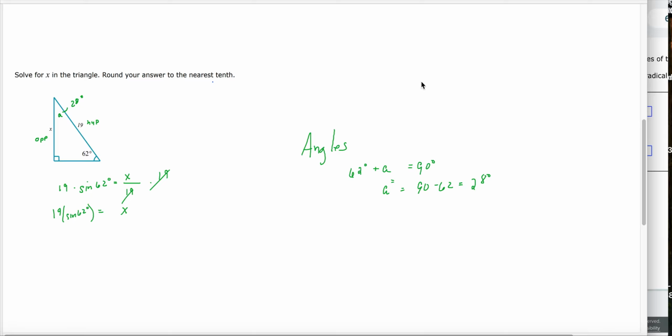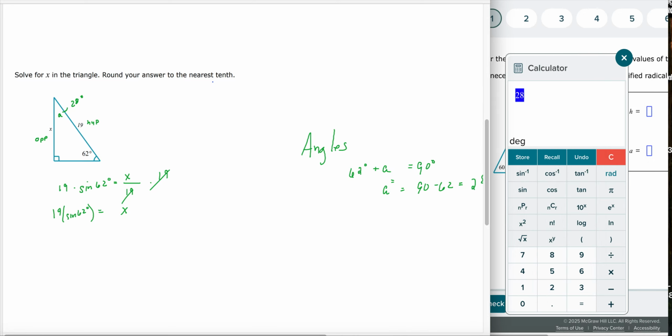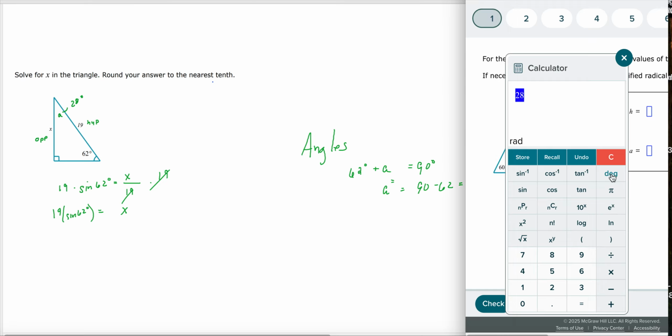Let's talk about how to plug that into your calculator. I'm going to use the ALEKS calculator so you can see how to do that. Notice we have to be in degree mode. If you're switching between degrees and radians, we would use that button. I want to make sure it's in degrees because that's what I'm using. So sine of 62 degrees is this, and then I'm going to multiply that by 19.